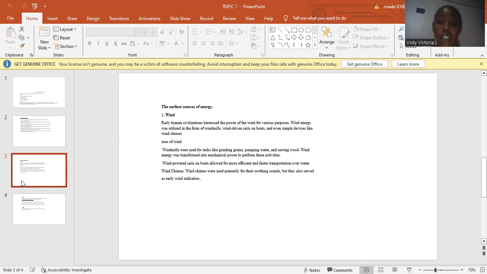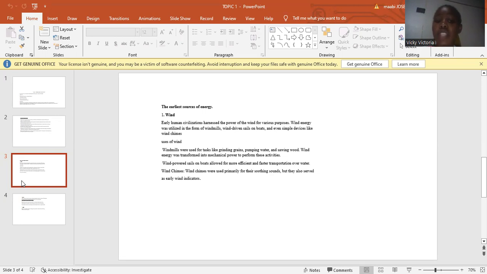Then we look at the first one, it was the wind. Early human civilization harnessed the power of the wind for various purposes. Wind was utilized in the form of windmills, wind-driven sails on boats, and even simple devices like wind chimes. Now, wind was being used in windmills, and also for sailing of the boats. They relied on the wind for their boats to sail, to move from one point. So it was like a means of communication here.